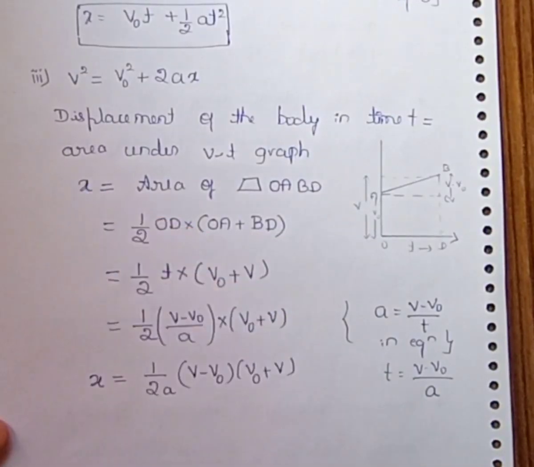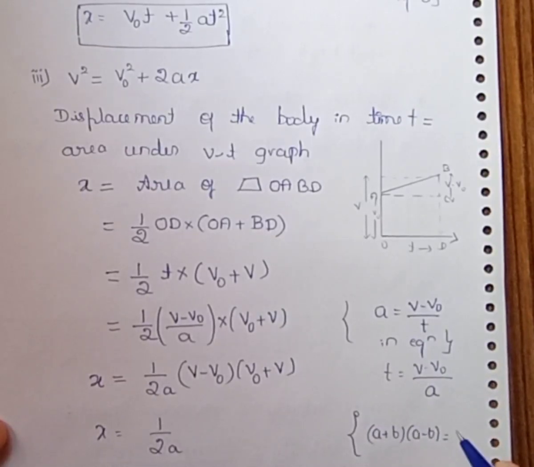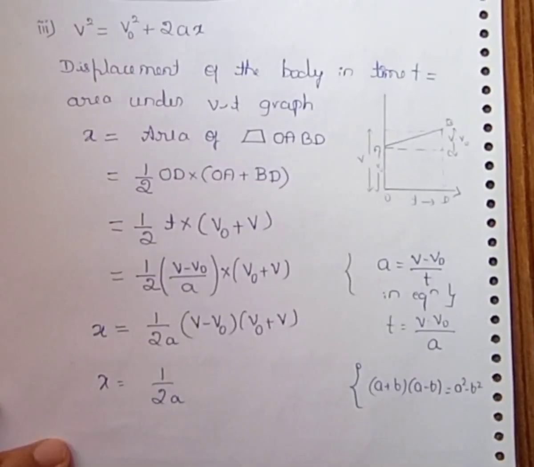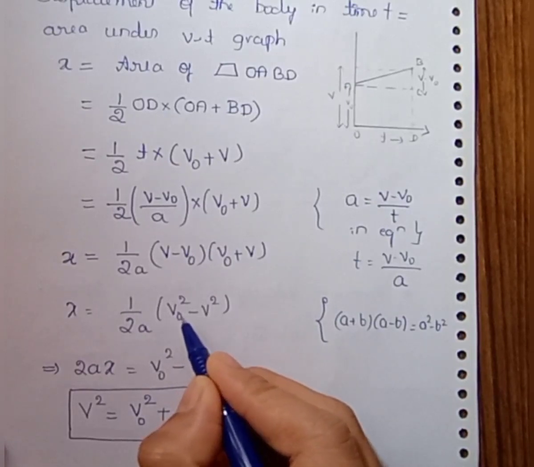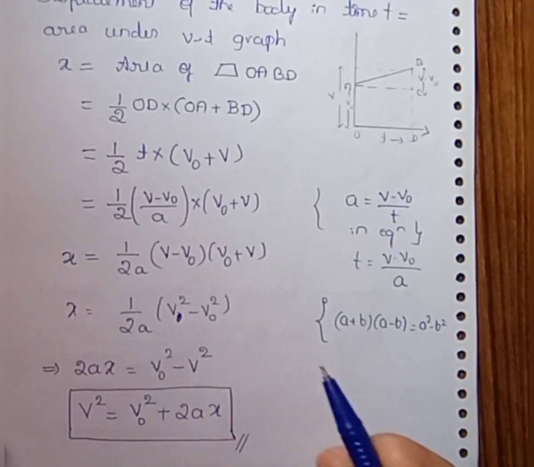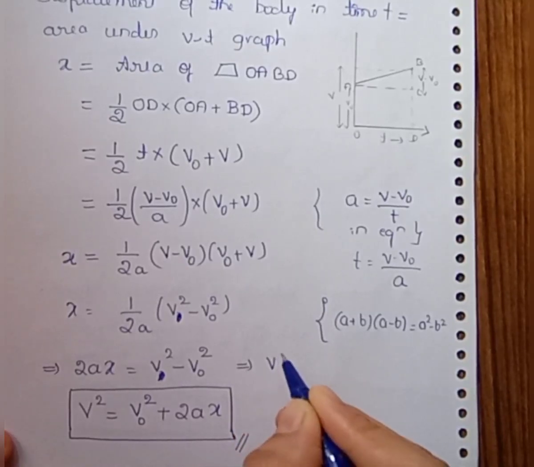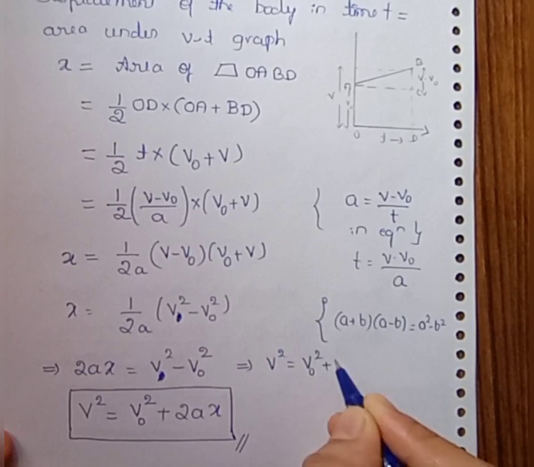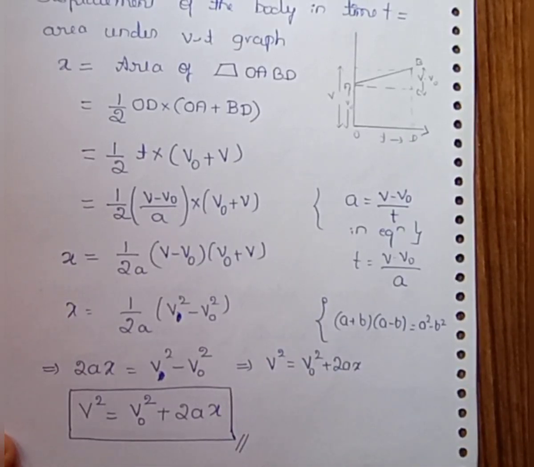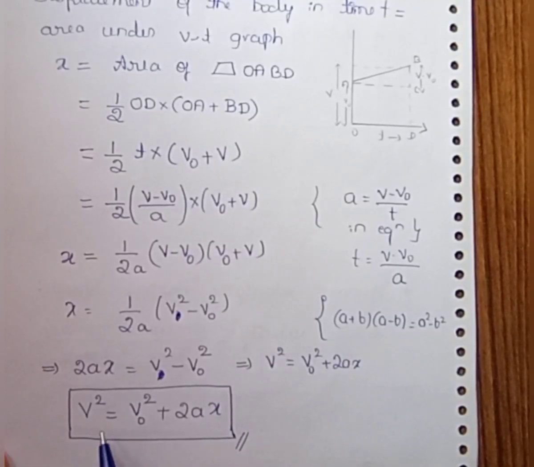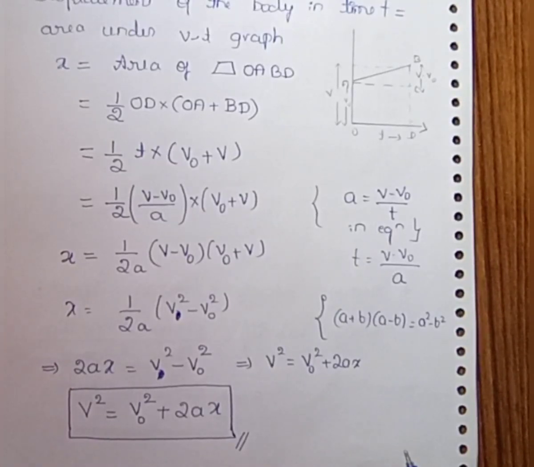Displacement x is equal to 1 by 2A. We know one more expression, A plus B into A minus B is equal to A square minus B square. It should be like this, V square minus V0 square. Then this expression becomes V square minus V0 square, which is equal to 2ax. That is, V square is equal to V0 square plus 2ax, and this one is the final kinematic expression. The total derivation carries 5 marks in the final examination.